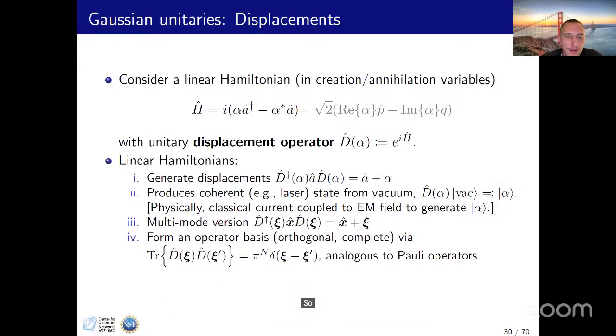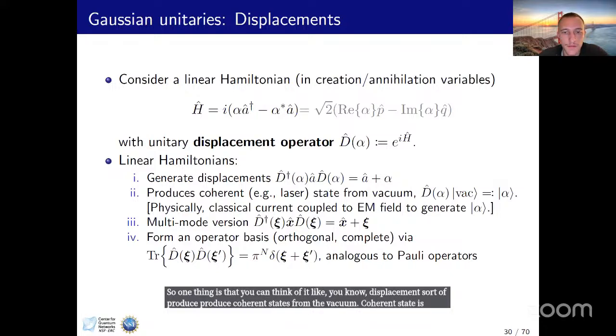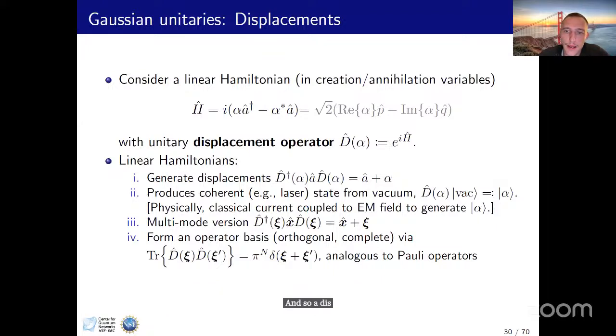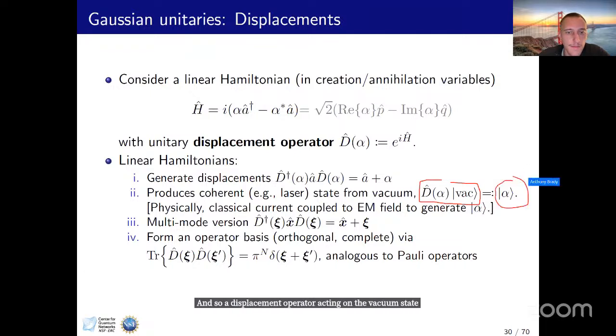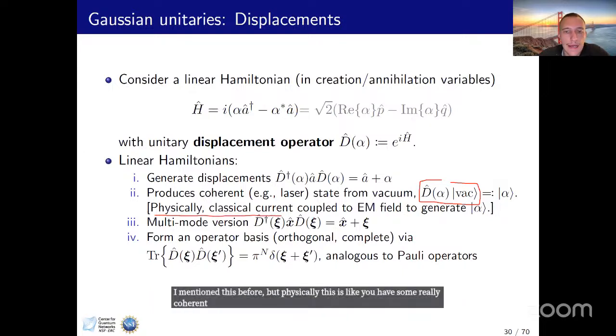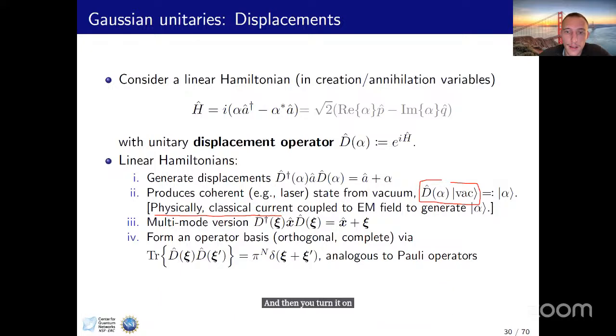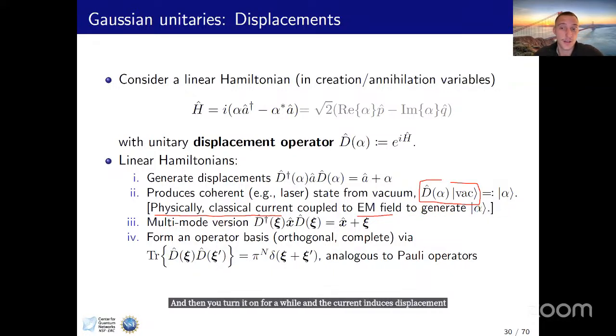One thing is that you can think of displacement as producing coherent states from the vacuum. A coherent state is like the quantum state of a really high quality laser. And so a displacement operator acting on the vacuum state produces a coherent state. I mentioned this before, but physically, this is like you have some really coherent macroscopic classical current that's coupled to an electromagnetic field with zero population at time t equals zero, and then you turn it on for a while, and the current induces this displacement on the field and generates a laser state, which is in a coherent state.